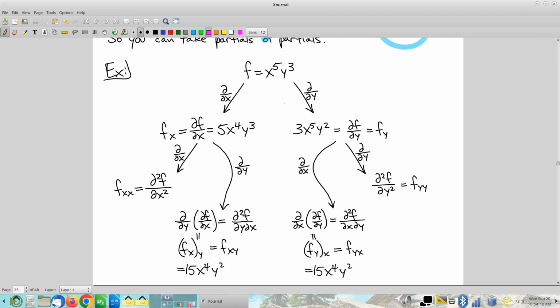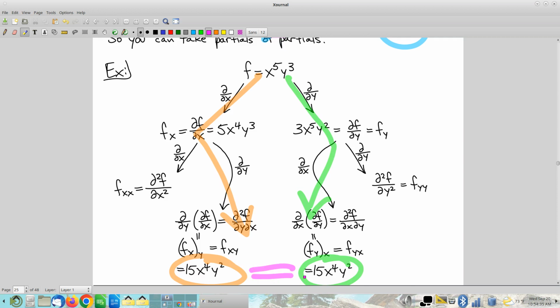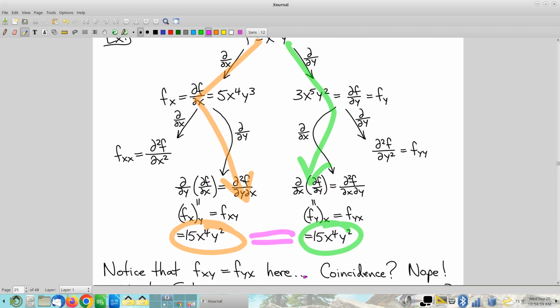In the process of writing all this down, on the one hand, I did an x partial and then a y partial, and on the other hand, I did a y partial and then an x partial, and oh my gosh, what are the odds? I got the same thing, weirdly. Right? Now those are two different processes, the x partial then the y partial, and the y partial then the x partial. What a coincidence. Got the exact same value.